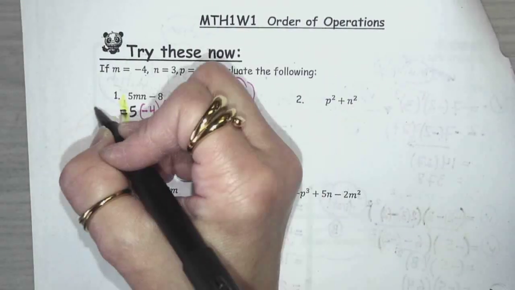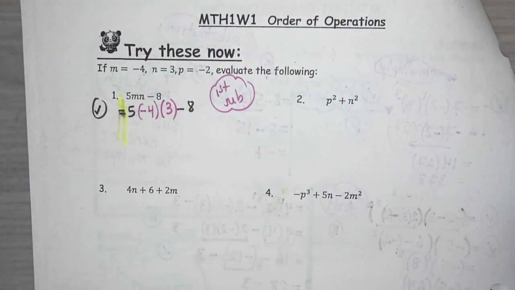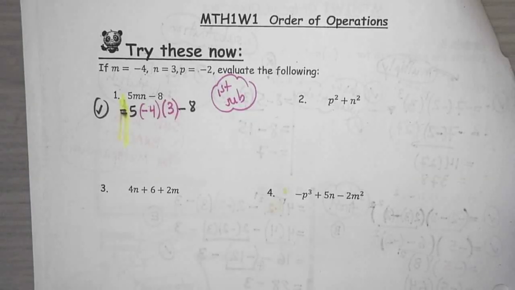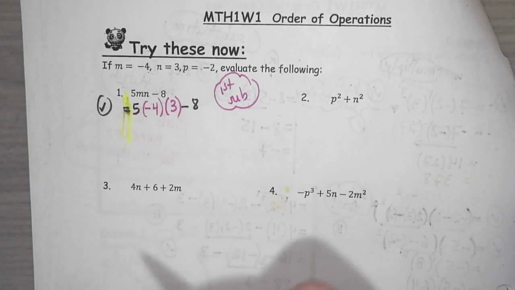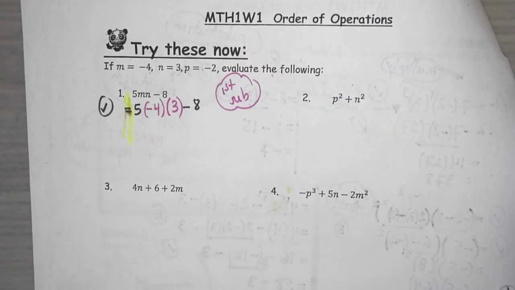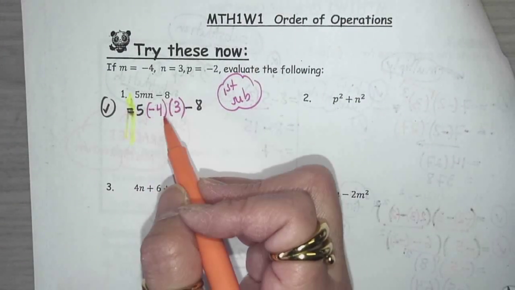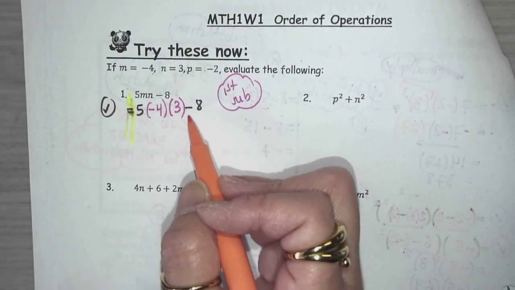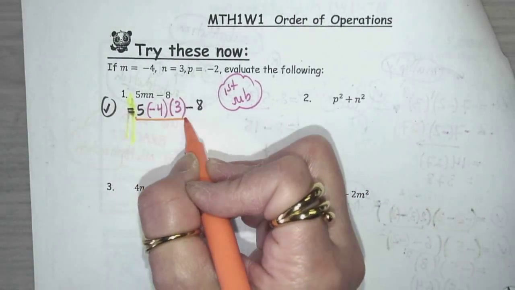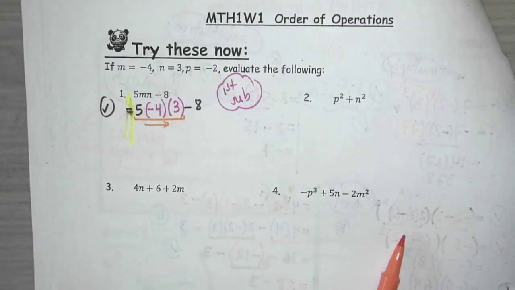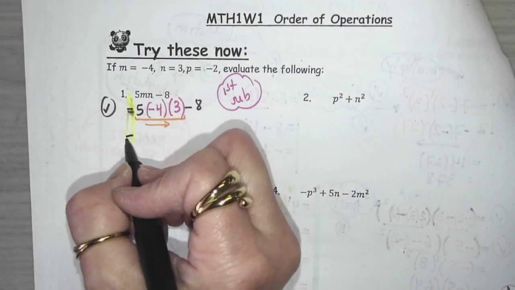So -8. So we get a mark usually for just substituting in beautifully with the proper brackets, where they're supposed to be, where they're not supposed to be, everything. So beautiful there. Then it's order of operations. So when you read this, it's 5 times -4 times 3 minus 8. So all of this is a series of multiplication, which we can do left to right. So we're going to go, and if there was division, we would go left to right.